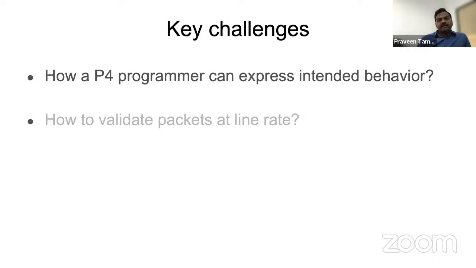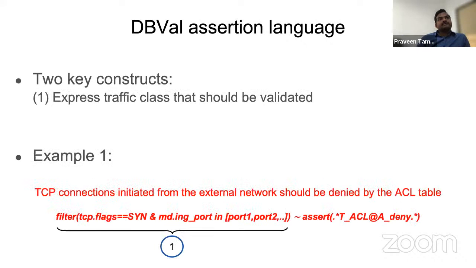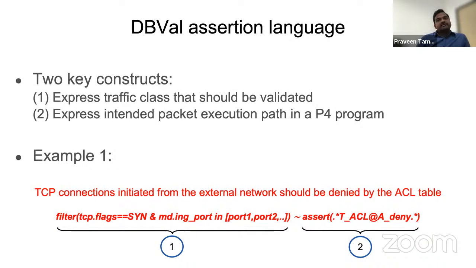Now, the first thing is, how do we express the intended behavior? For this, we design an assertion language that has mainly two key constructs. First, the programmer specifies the class of traffic, or the subset of traffic, on which the assertion should be applied. The second key construct is the intended behavior, in terms of which table it should hit and which action should be applied. That could be specified as part of the assertion construct.